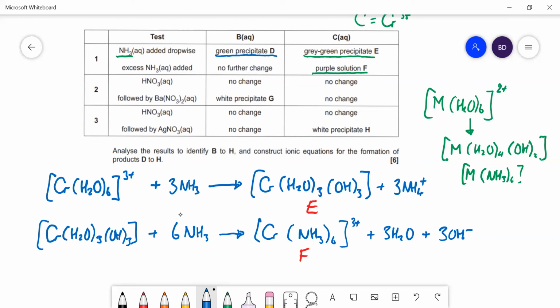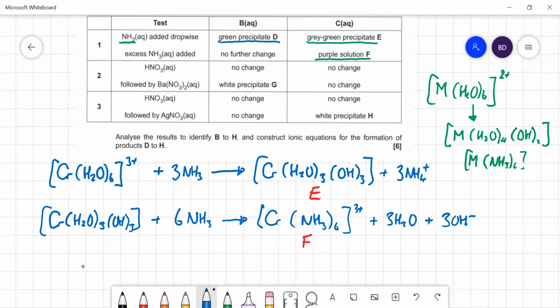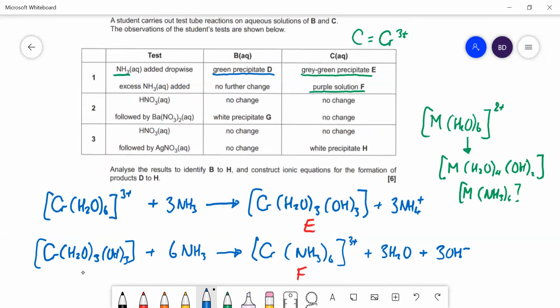And that sounds like Fe2 plus to me. And then no further change occurs when you add excess. The Fe2 plus doesn't form a complex with ammonia. So let's show the formation of precipitate D from B. So B contains, I'm pretty sure, Fe2 plus ions. Okay, so let's do B.